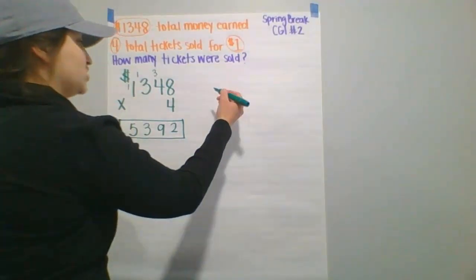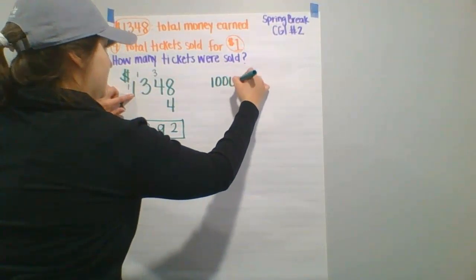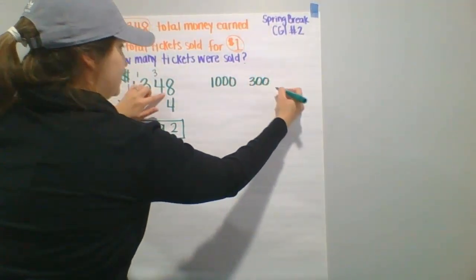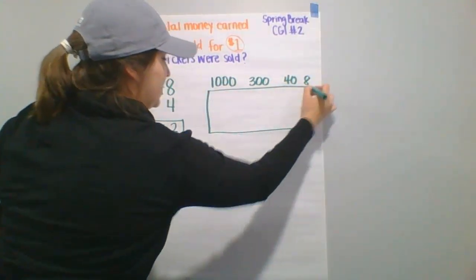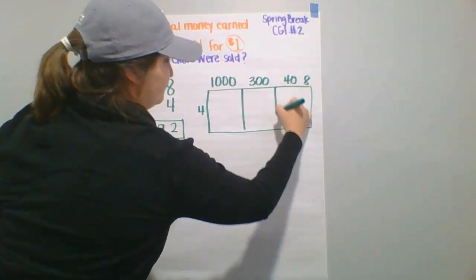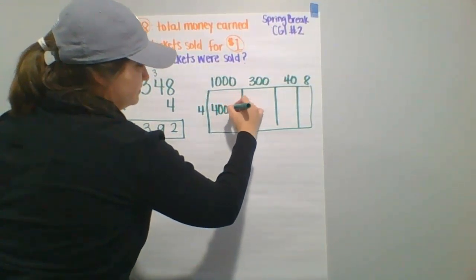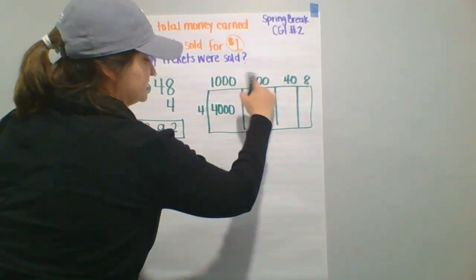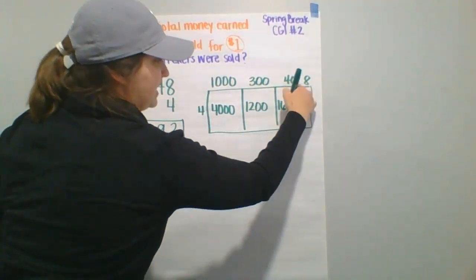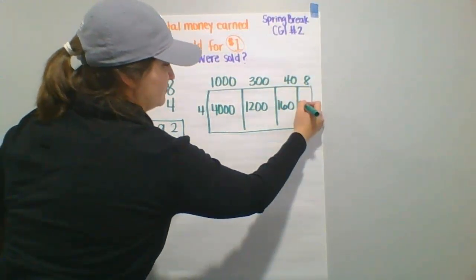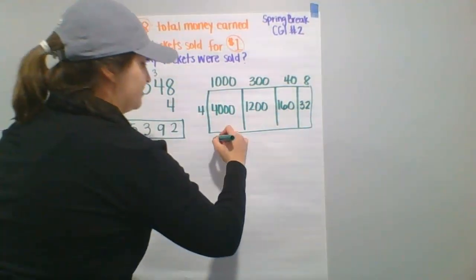Another way that we could have solved this is by using partial products. So breaking apart, this would be 1,348. And we would multiply that by the 4 ones. 4 times 1,000 is 4,000. 4 times 300, so 4 times 3 is 12, add your 2 zeros. 4 times 4 is 16, add your 0. 4 times 8 is 32. So now we take these 4 quantities and we're going to add them together.